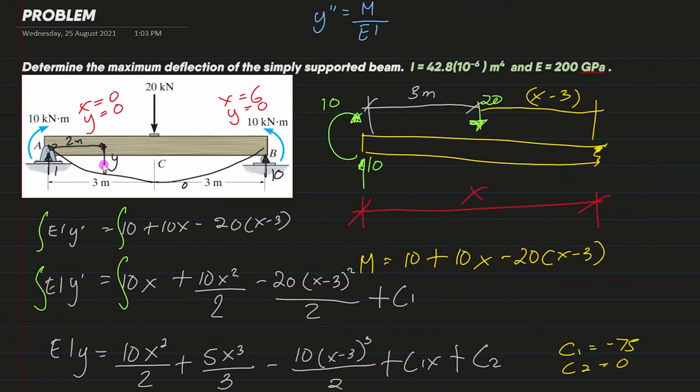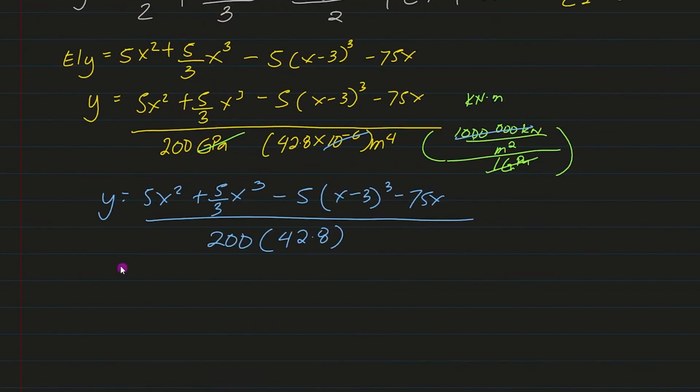However, going back to the question, what it's asking for is the maximum deflection. And maximum deflection occurs here at the center. Why? Because it's symmetrical. But if it isn't symmetrical, we'll need to do something else. But it is symmetrical, so let's not make it hard on ourselves. We know that maximum deflection occurs at x equal to 3. So to solve for the maximum deflection, or what we call y max, we just need to change this x with 3, because that is the location of the maximum deflection.